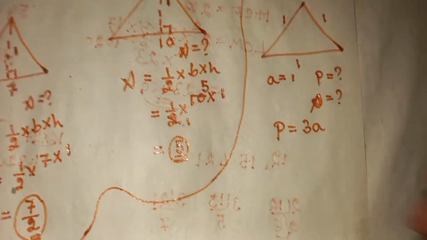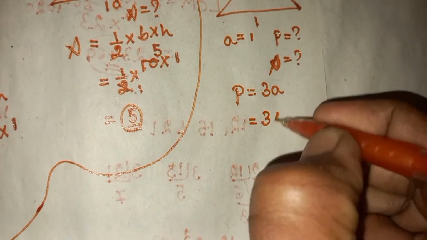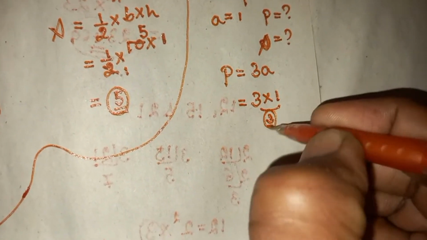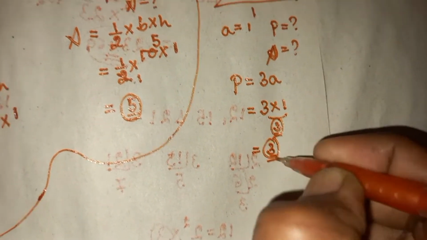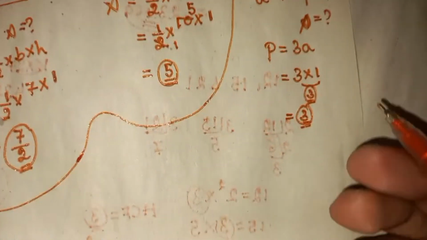So 3 times the side length means you can write it as 3 times 1. 3 times 1 is 3. So 3 units is the perimeter. Let's find out what the area is.